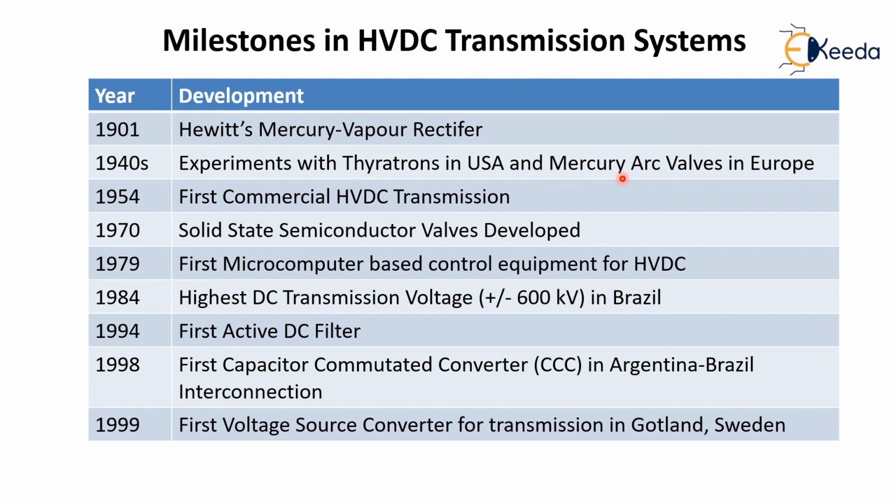So students, let us recall what we have discussed in this video. We started with the basics of HVDC transmission, the need for HVDC transmission, why it is required, how transmission is achieved in AC, and how transmission is achieved in DC. We have also discussed the early discoveries and the milestones in HVDC transmission systems, in the Indian scenario and the global scenario. So that's all about this video.